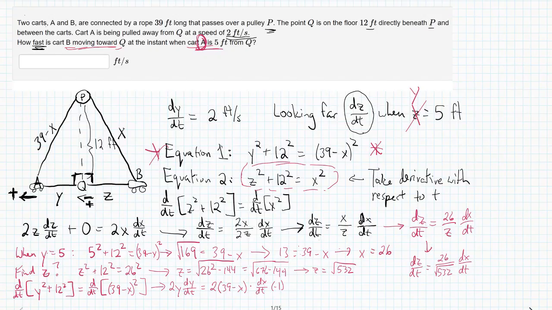Okay, so now moving forward from there, notice we have 39 minus x, that can become 13. So this thing becomes 2. We know y equals 5 at that point, I believe. Yeah, y equals 5 feet. So 2 times 5, and then we have 2 times 13 dy/dt equals negative dx/dt.